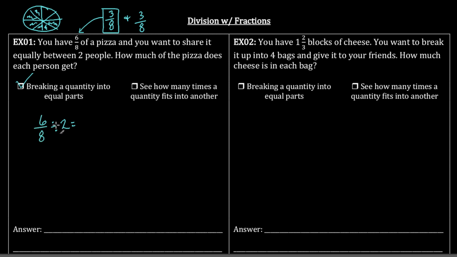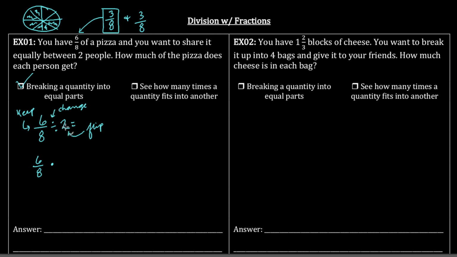Now, just like the other lesson where we divided, we're going to have to do a couple of things. So in division with fractions, we're going to keep this first fraction. We're going to change the division to multiplication. And then we are going to flip this last number or fraction if it is a fraction. This last number, right? So let's keep 6/8. Let's change division to multiplication.